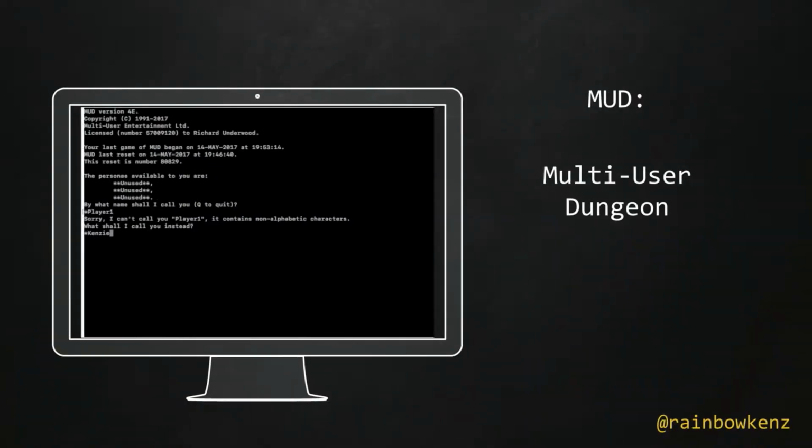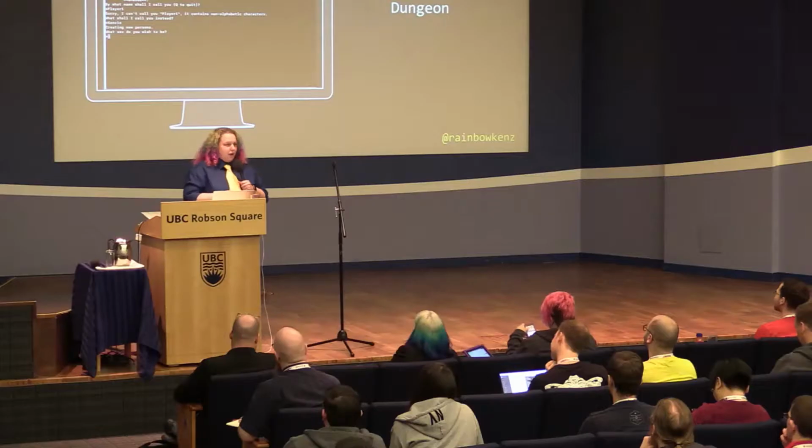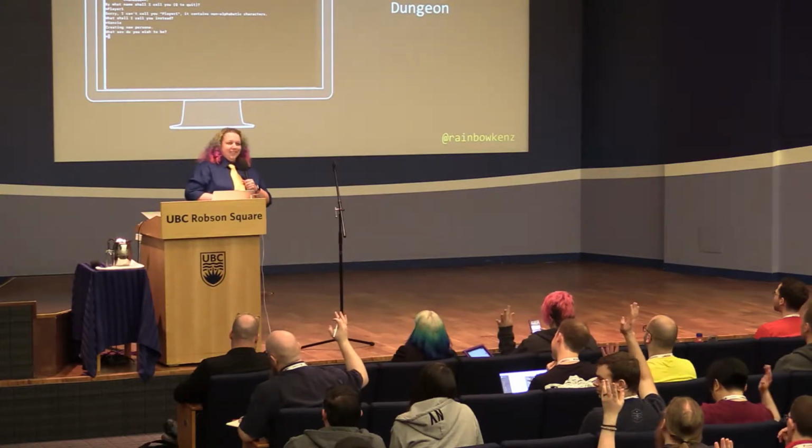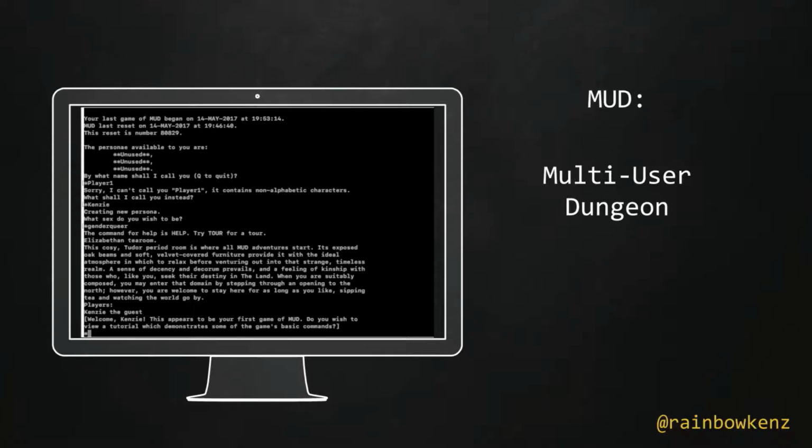So put your hand up if you know what a MUD is and have ever played one. Oh, quite a few of you, yes. For those of you who haven't, MUD stands for Multi-User Dungeon. They are text-only online multiplayer games.